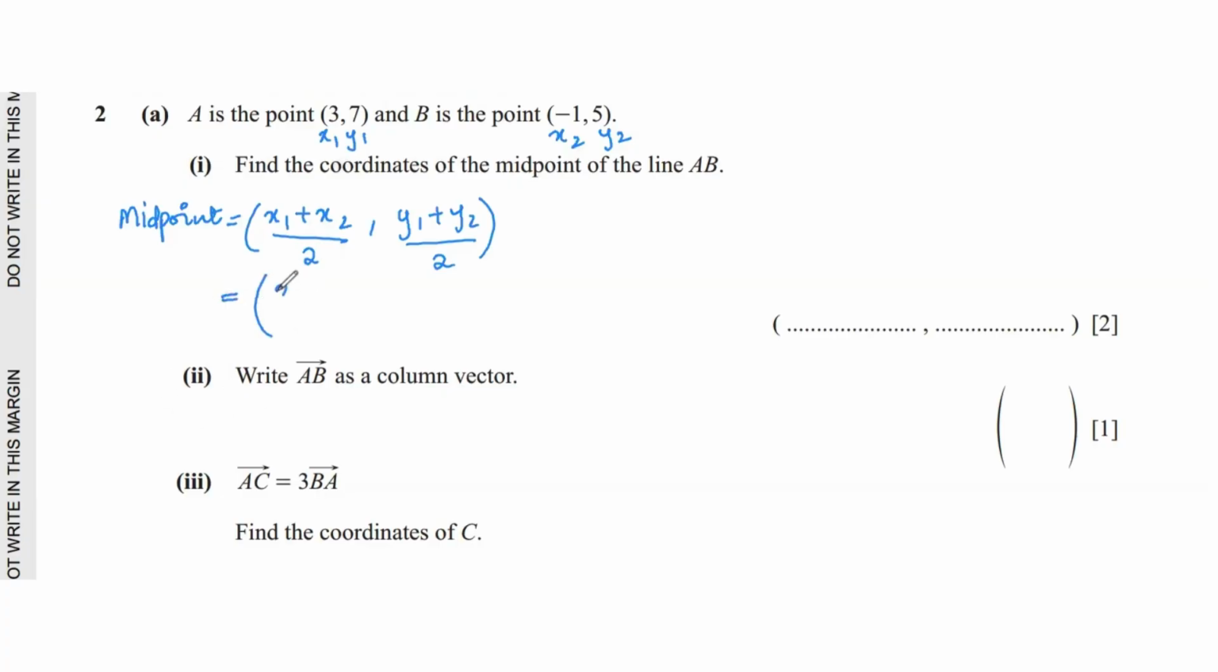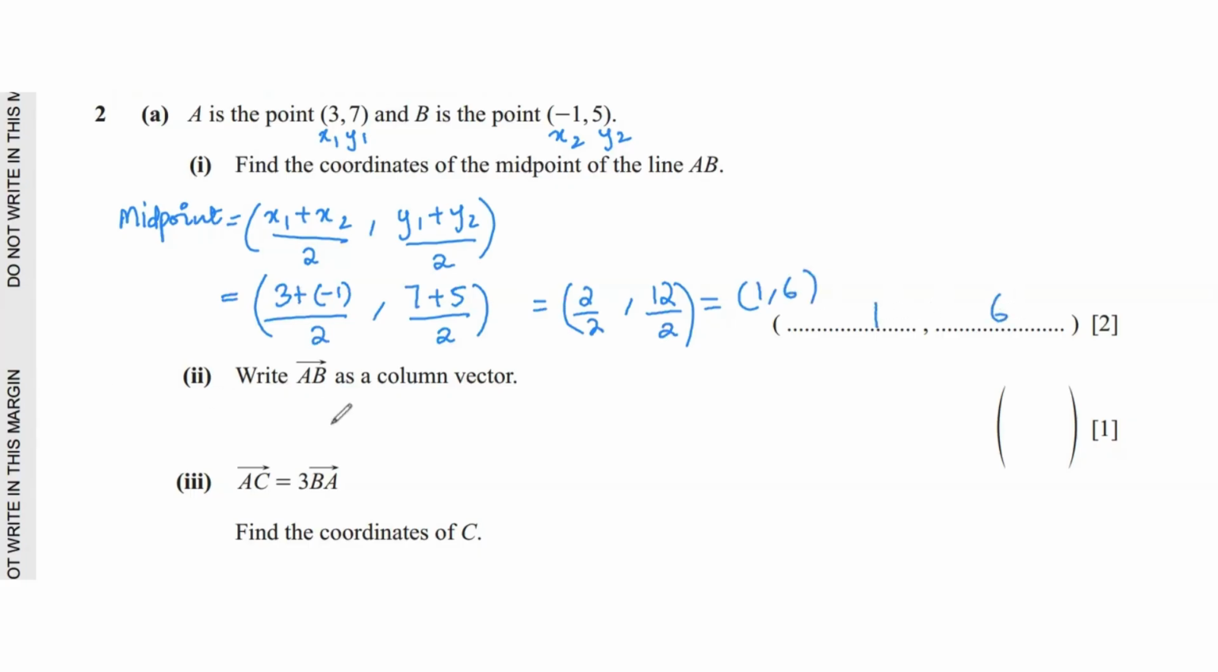So this is going to be 3 plus -1 over 2 and 7 plus 5 over 2. So that's 2 divided by 2, and that's 12 divided by 2. It simplifies to (1, 6). So that is your coordinate of the midpoint.